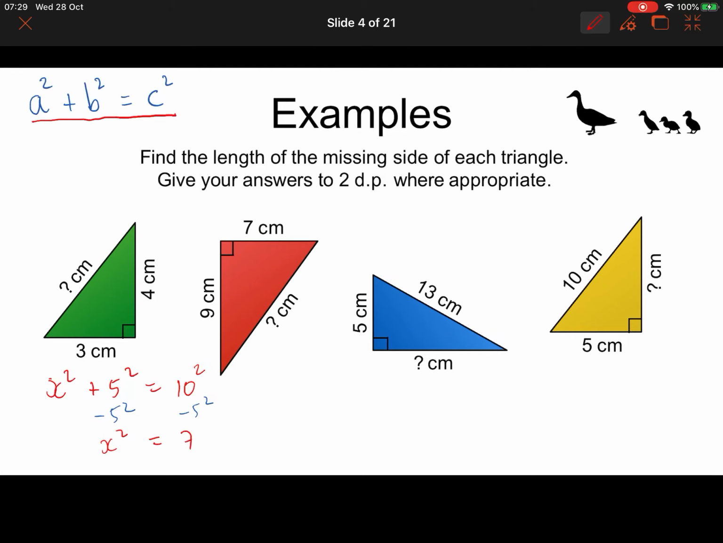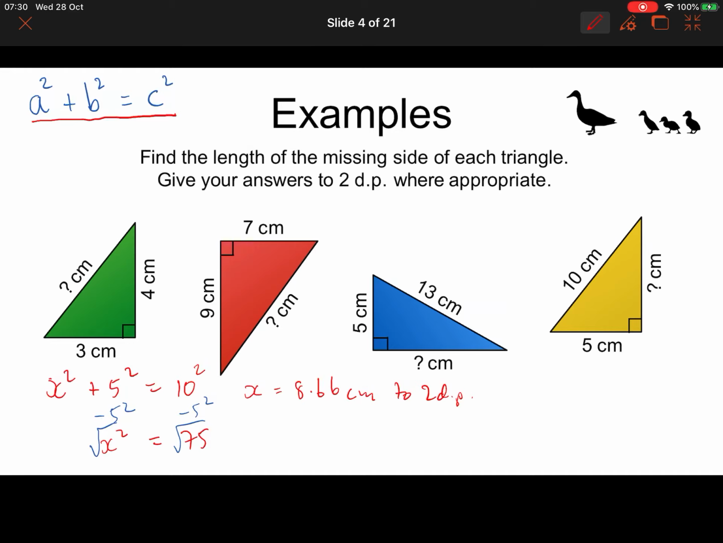So x squared is equal to, well, it's going to be 75, isn't it? 10 squared is 100, minus 5 squared, 25. 100 minus 25 is 75. 75 is not a square number, so when you square root, you're going to have to use a calculator. Okay, and I know that the square root of 75 is equal to 8.66 centimetres to 2 decimal places, just rounding off there.